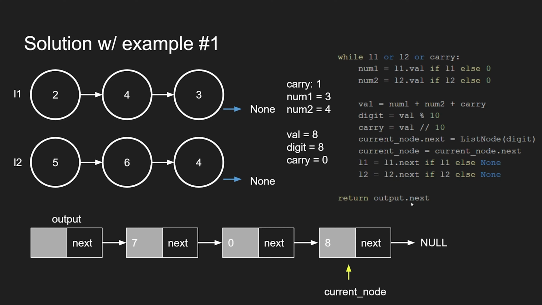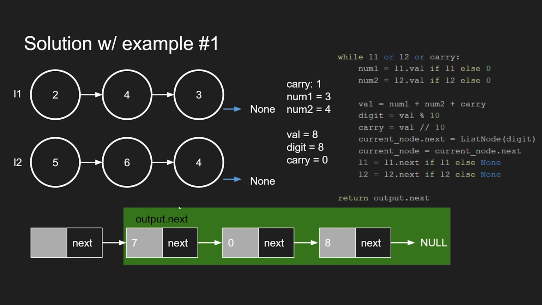So why does it return output.next? Well, this is output. So output.next is actually our solution, because the head of output is an empty node. We don't care about this. But output.next gives you the sum in reverse order. So 342 plus 465 is 807. And the final number points to null. And that's the solution.